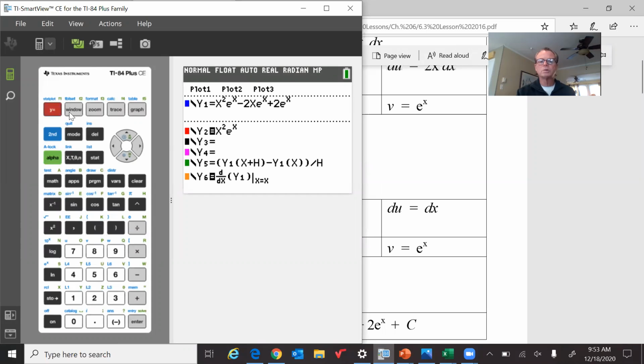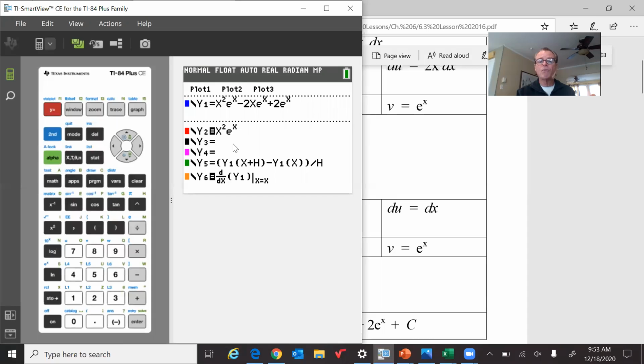So if I go to the calculator, I go to y equals. Right? So I'm putting my answer in y1 for this example 2. I'm putting the question in y2, and I'm turning on the derivative in y6, if you have it in one of your lines, okay?